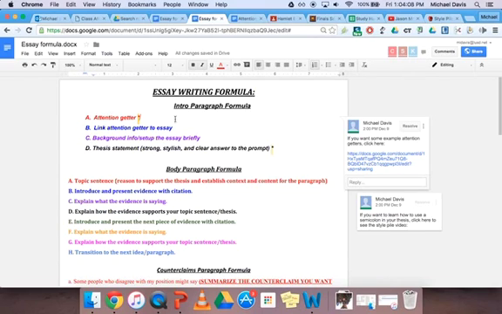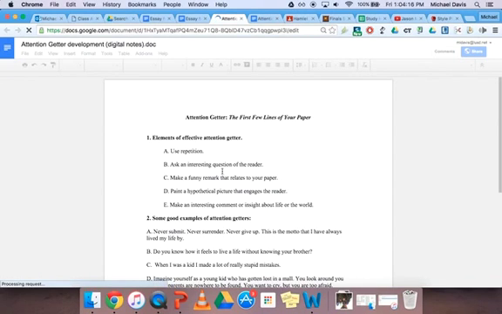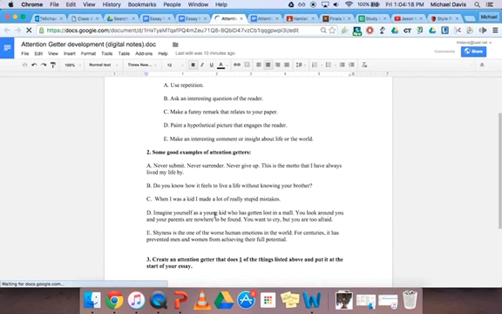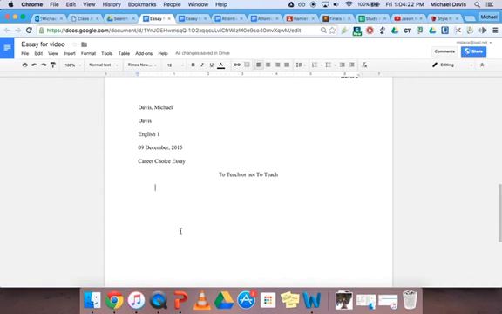Now, if you look on the essay formula, over to the side it says, if you want some examples of attention getters, click here. I'm going to open that up. And it tells you a bunch of different ways to grab people's attention, and it gives you a bunch of examples of what these look like. I'm going to teach you today the easiest way to grab someone's attention is with a question.